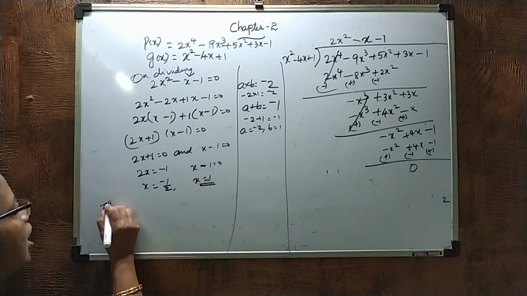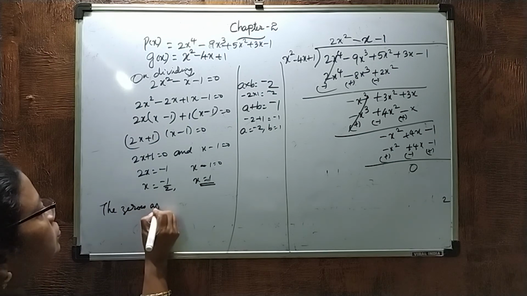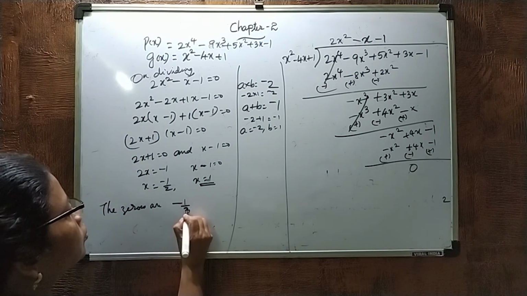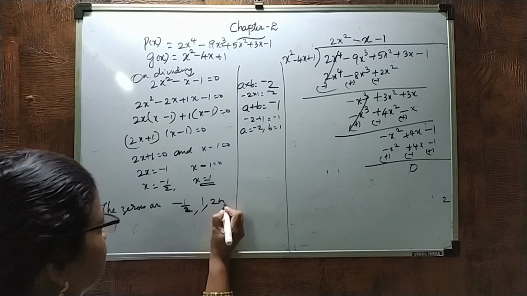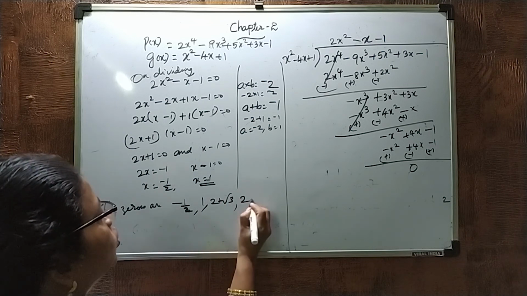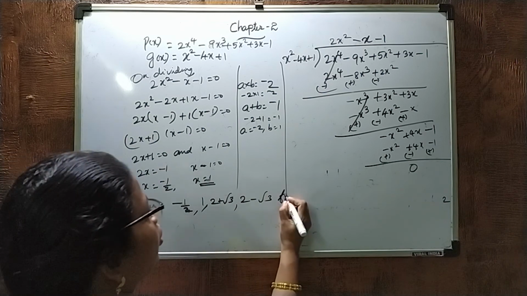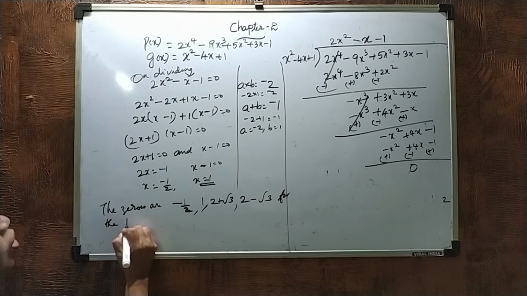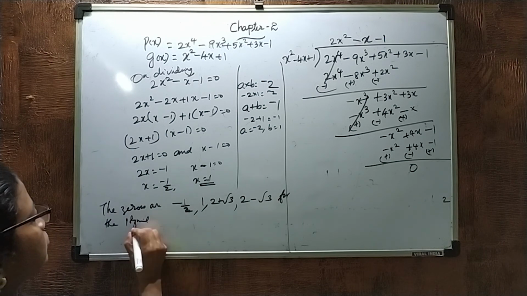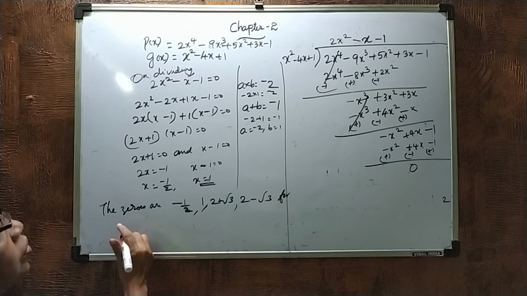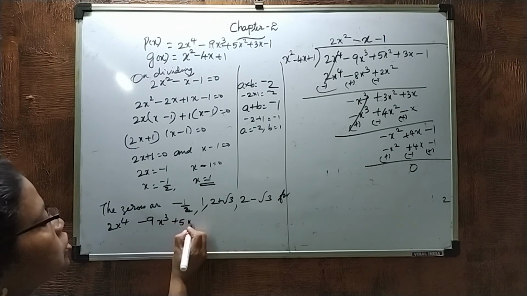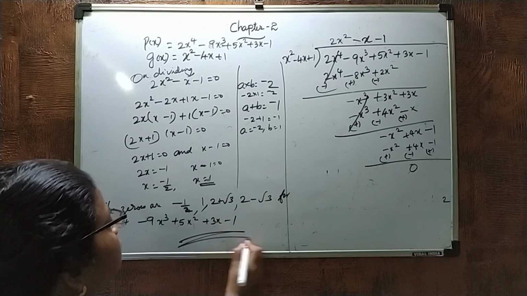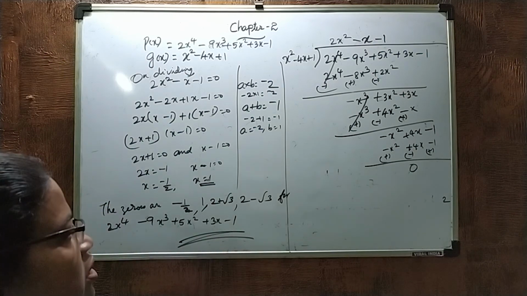Now the zeros are negative 1 by 2 and 1, and for the question it is given that the zeros are 2 plus root 3 and 2 minus root 3 for the polynomial, or you can write 2x raised to 4 minus 9x cube plus 5x square plus 3x minus 1. So this is the answer for it.